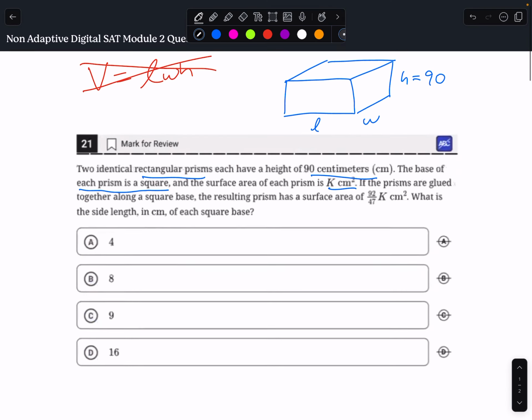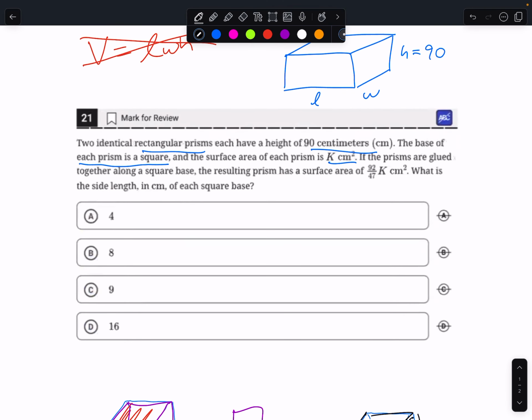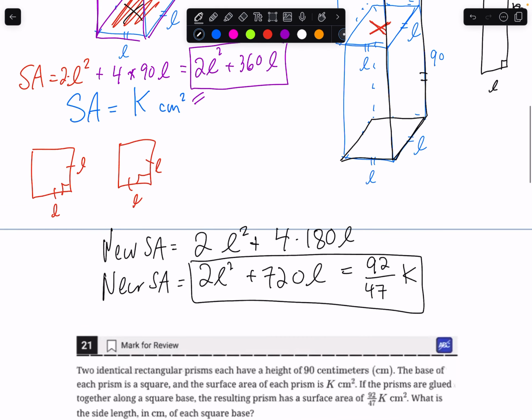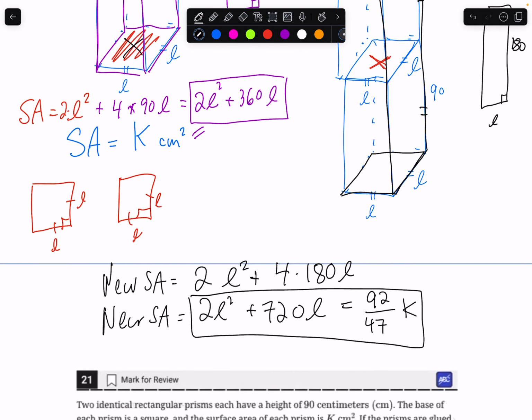Okay, now we have our next clue. The resulting prism has a surface area of 92/47 K. So this is equal to 92/47ths K. So now we have essentially two equations here.